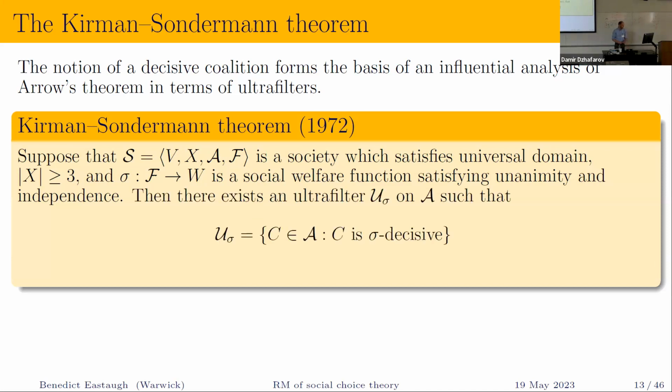So if you have those conditions, then there exists this ultrafilter U sigma on your algebra of coalitions, in their case, just the power set algebra, which is just the set of sigma decisive sets. And the ultrafilter is principal if and only if the social welfare function is dictatorial. And of course, in the finite case, all ultrafilters are principal, so it's always going to be dictatorial.